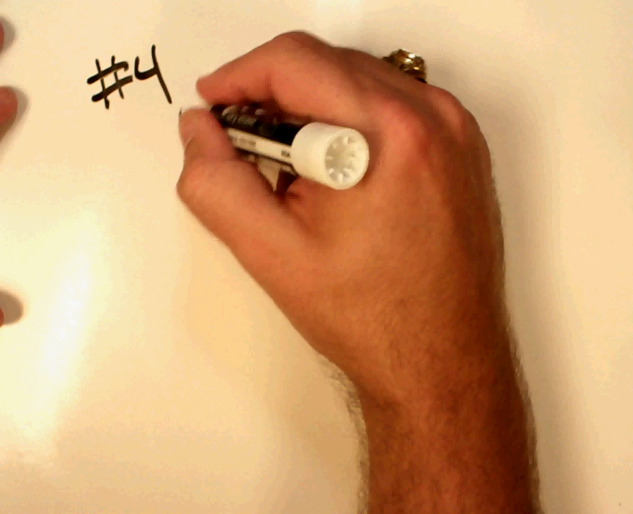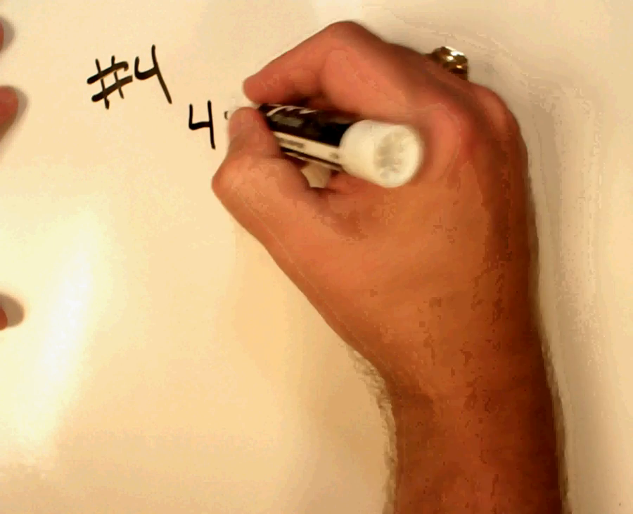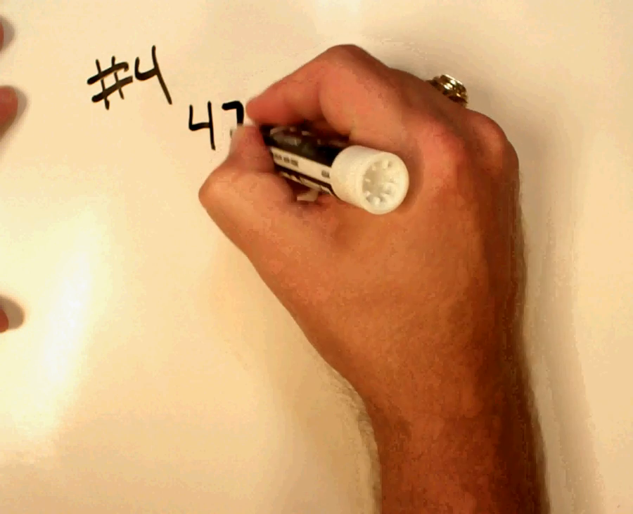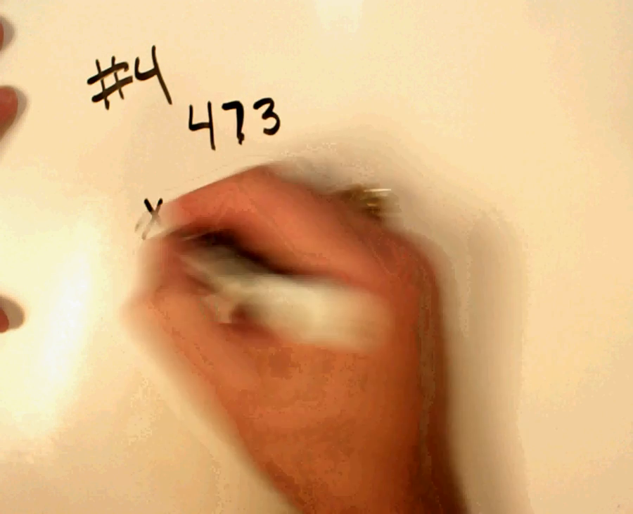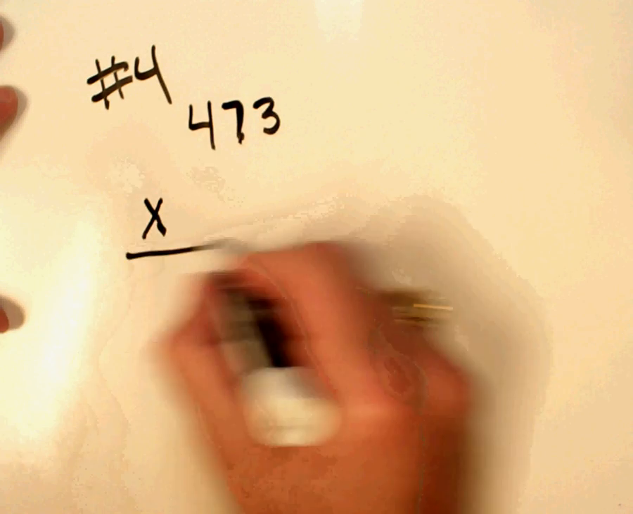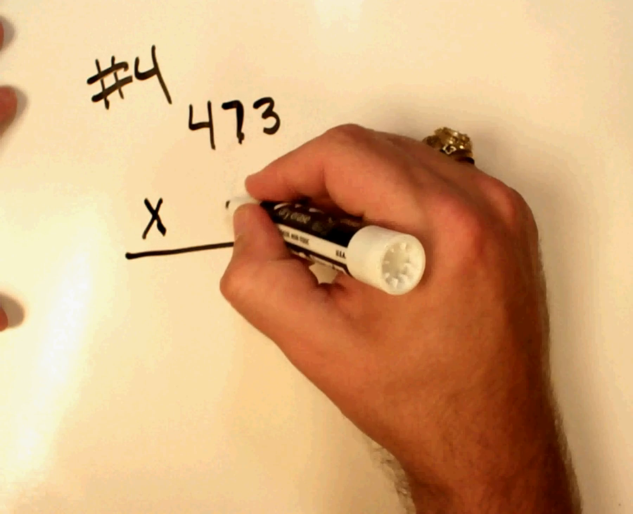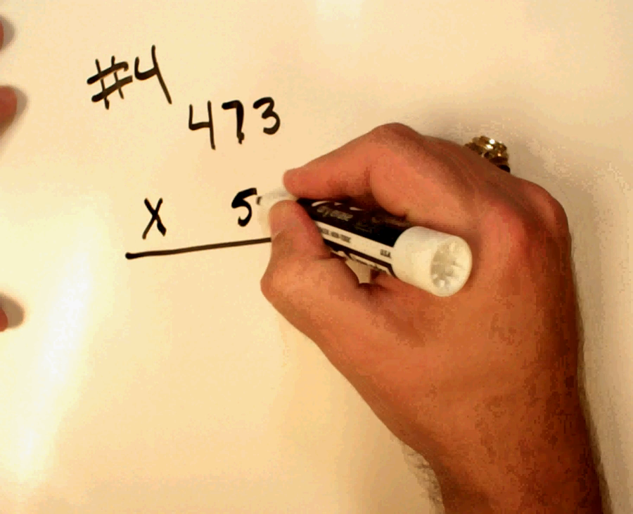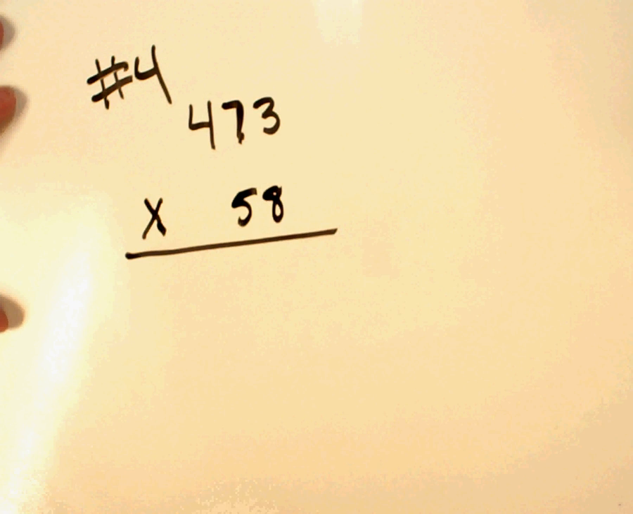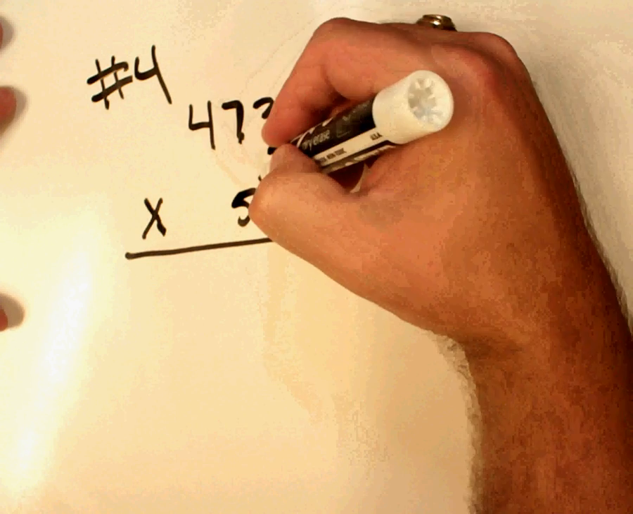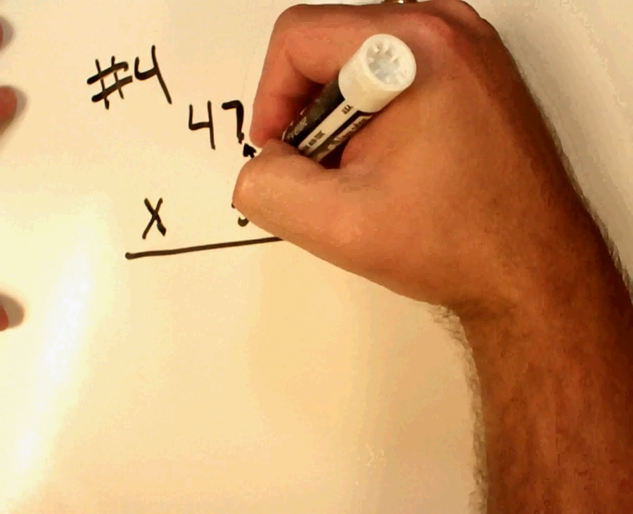Alright, so let's do 473. Again, I'm going to skip a little space. There's a little bit of a gap, and you can see my arrows. I'm going to skip a little bit of space, and we're going to multiply that by 58. Alright, so I'm going to go and draw my arrows, showing you the steps.